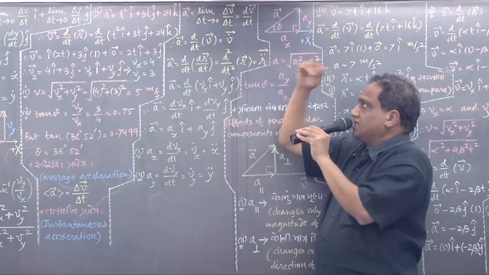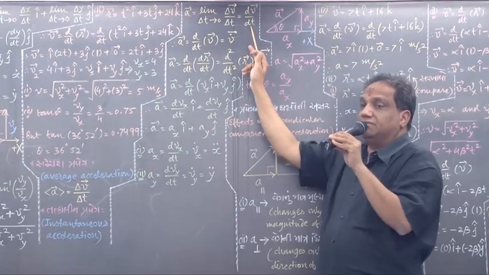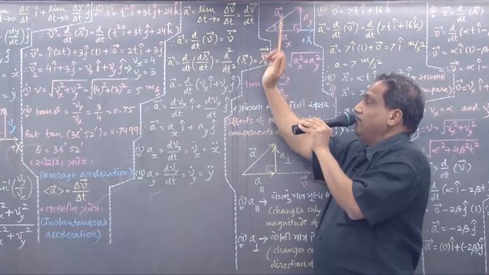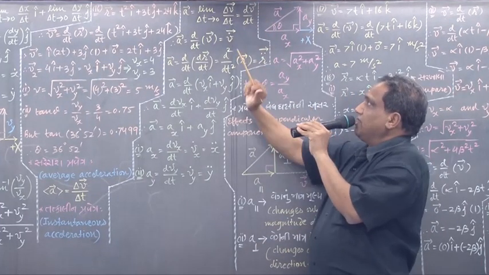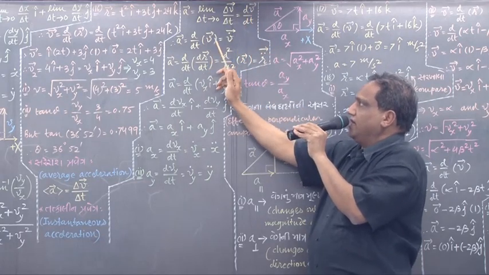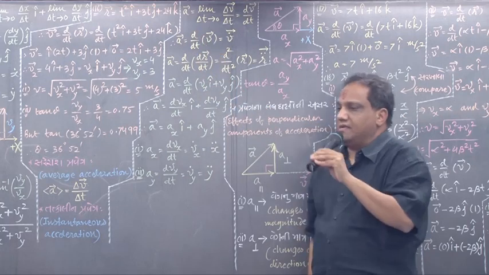Whenever the time interval is extremely small, we write dt, and an extremely small change in velocity, let it be shown by the symbol vector dv. So you can just separate it: d by dt of a vector v.